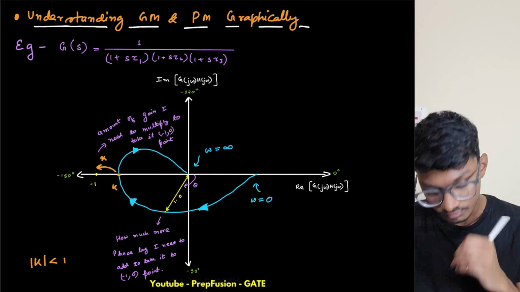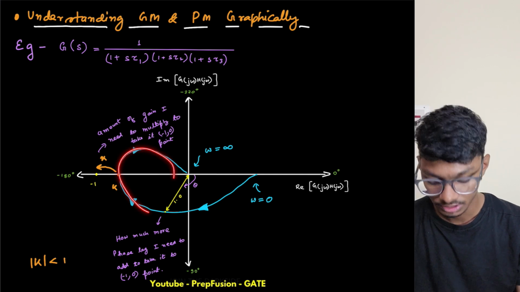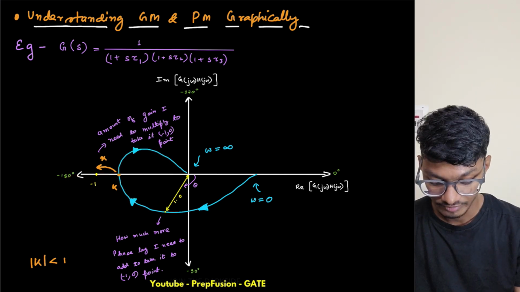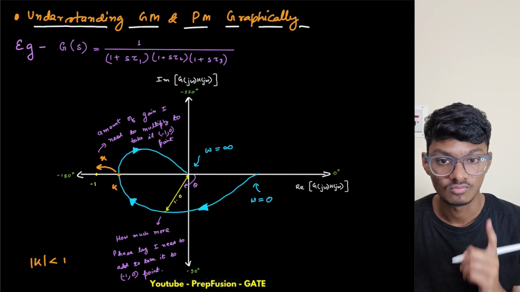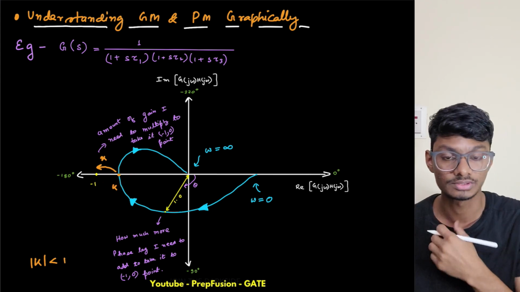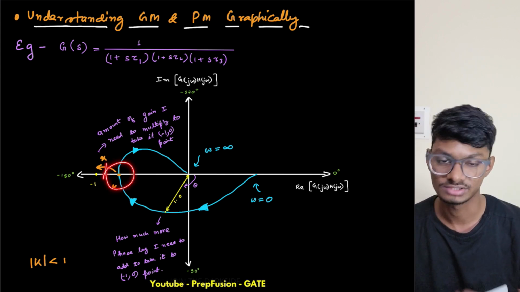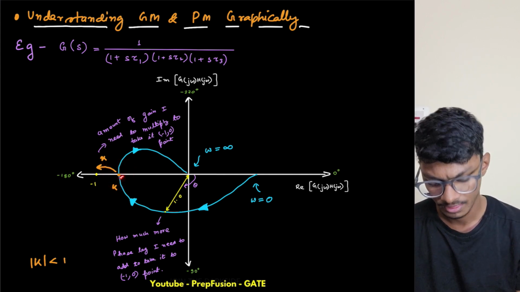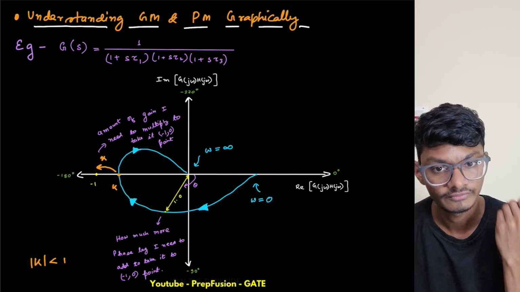That is done. What about my phase crossover frequency? Pretty simple: it is where my polar plot cuts the negative real axis. If my polar plot cuts the negative real axis, that point is the phase crossover frequency, because the phase of the polar plot of my OLTF at that point is minus 180 degrees. Simple. The frequency at that point is my phase crossover frequency.